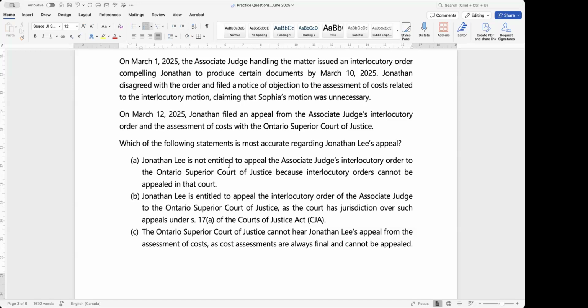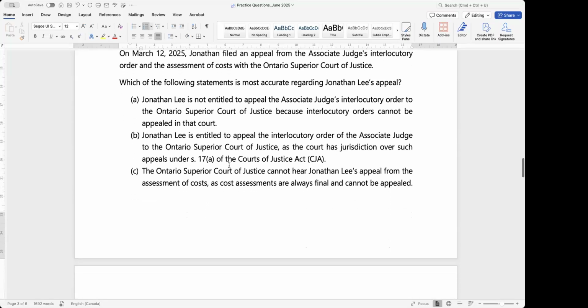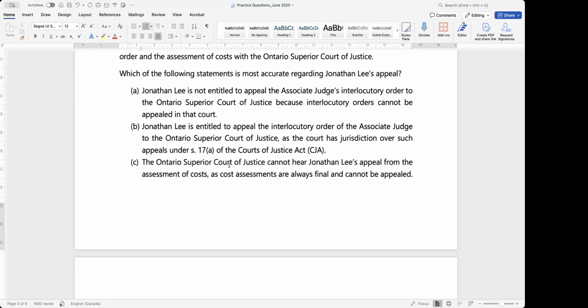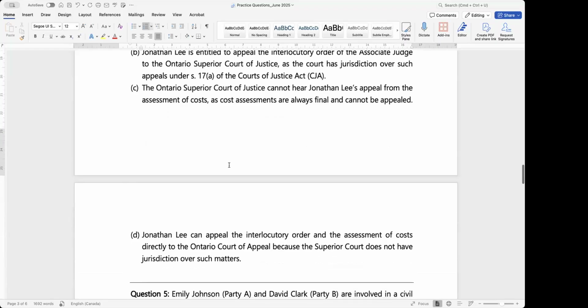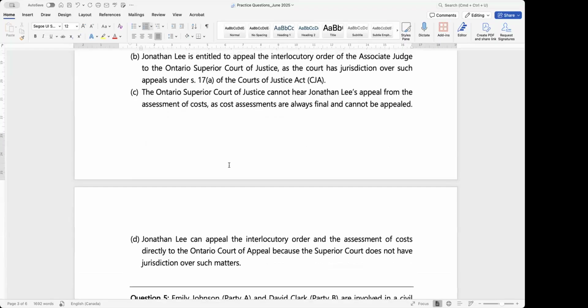Which of the following statements is most accurate regarding Jonathan Lee's appeal? A. Jonathan Lee is not entitled to appeal the associate judge's interlocutory order to the Ontario Superior Court of Justice because interlocutory orders cannot be appealed in that court. B. Jonathan Lee is entitled to appeal the interlocutory order of the associate judge to the Ontario Superior Court of Justice, as the court has jurisdiction over such appeals under Section 17, Clause A of the Court of Justice Act. C. The Ontario Superior Court of Justice cannot hear Jonathan Lee's appeal from the assessment of cost, as cost assessments are always final and cannot be appealed. D. Jonathan Lee can appeal the interlocutory order and the assessment of cost directly to the Ontario Court of Appeal because the Superior Court does not have jurisdiction over such matters.